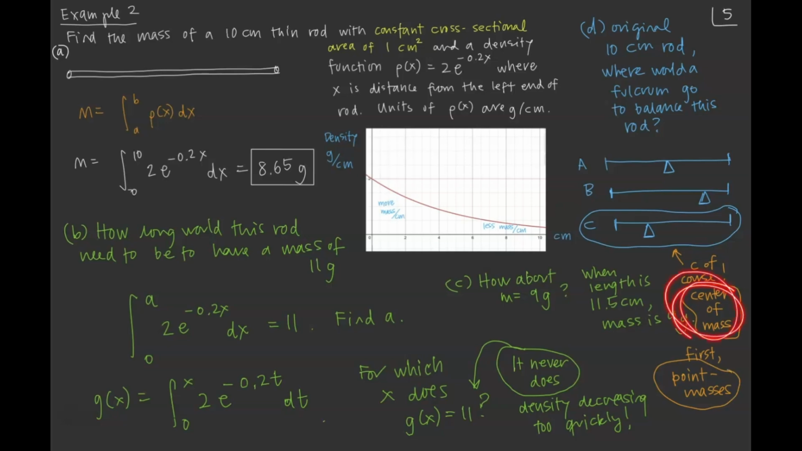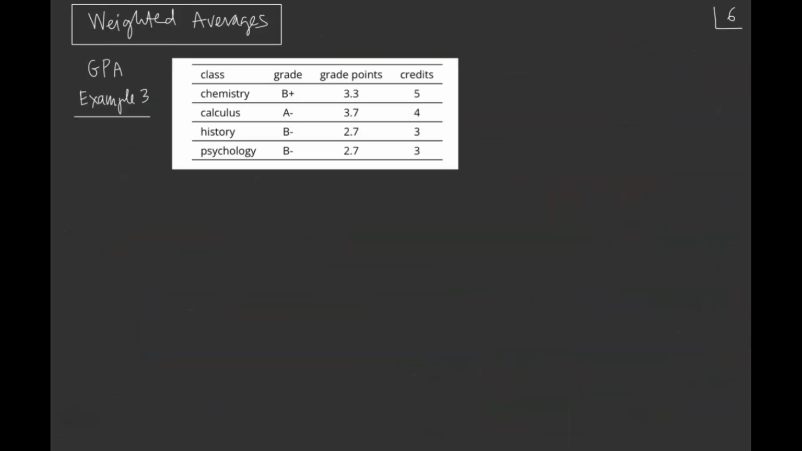So this will be a big idea, just as finding the mass of an object was a big idea, finding its center of mass, where it would balance, is a pretty big idea. To get to the idea of center of mass or even point masses, let's talk about weighted averages. Say that this was a class schedule and the grades for a certain college student. In chemistry, they get a B+, calculus A-, history B-, psychology B-.